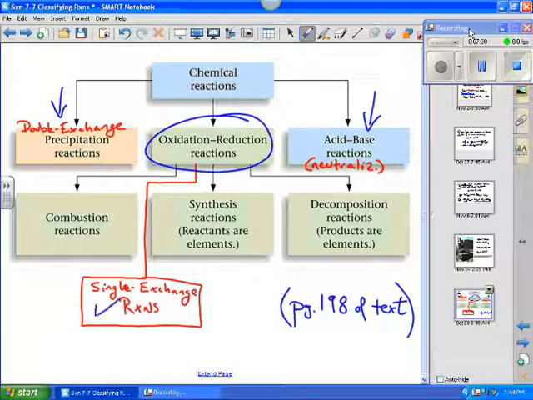Single exchange reactions right here. Synthesis reactions, where the reactants are elements or other compounds that end up as a product of a new compound, and then decomposition reaction. And that's all I have for this quick video lesson.